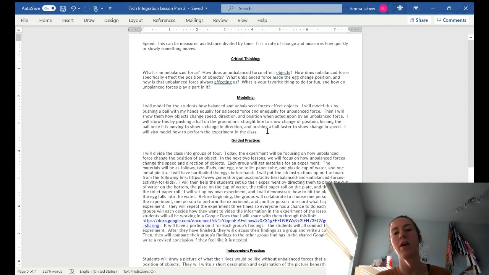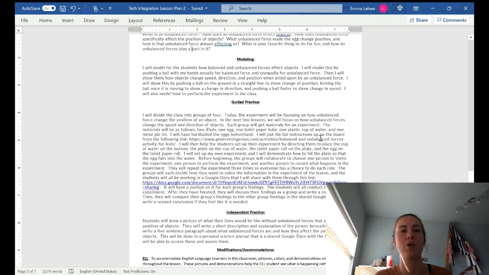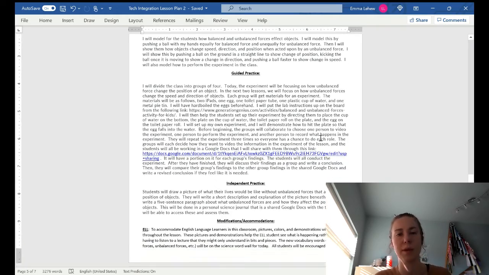For modeling, obviously, I modeled how balanced and unbalanced forces affect objects through the ball. I show them how to complete different portions of the lesson, as in how to format their notes, how to format their lab through having a form for them to use for their lab. And I'll show them how to perform the experiment. So the reason I chose a flipped classroom for this is really so that we can do a big experiment. And so guided practice is our experiment.